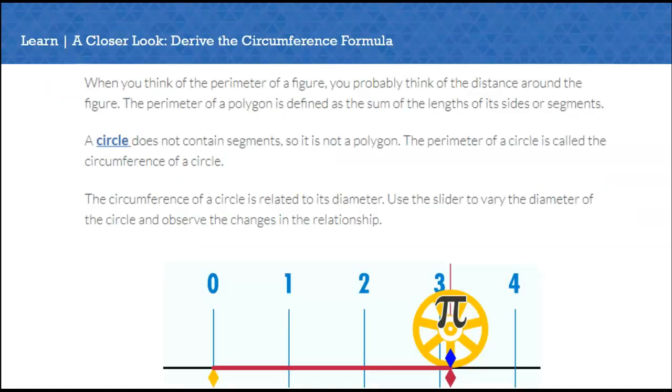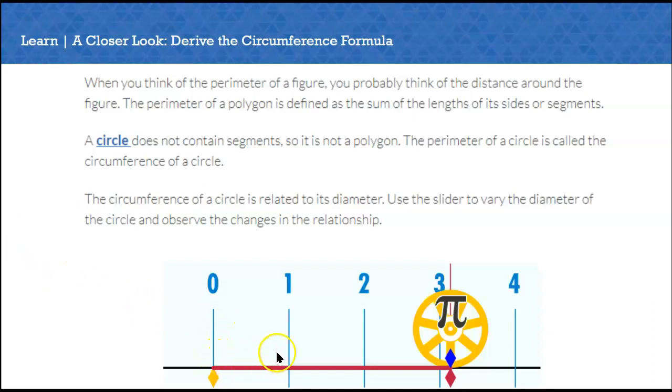When you think of the perimeter of a circle, you probably think of the distance around the figure. The perimeter of a polygon is defined as the sum of the lengths of its sides or segments. A circle does not contain segments, so it's not a polygon. The perimeter of a circle is called the circumference of a circle. The circumference of a circle is related to its diameter.